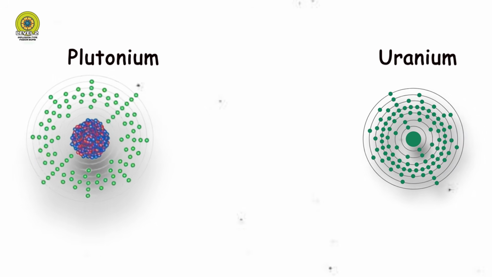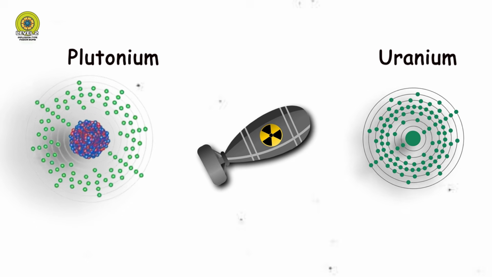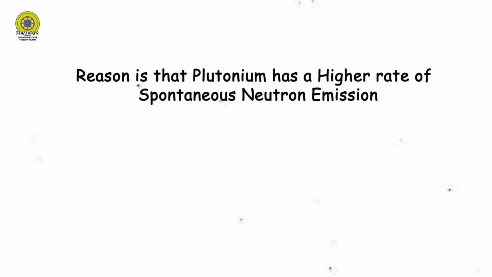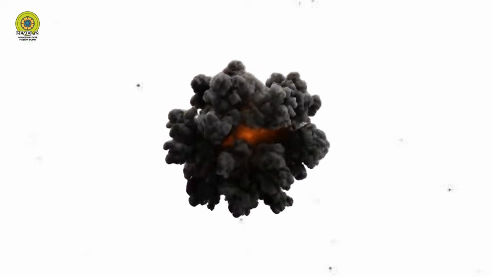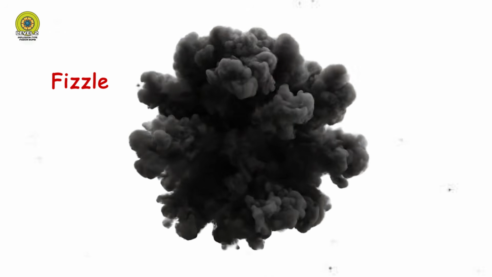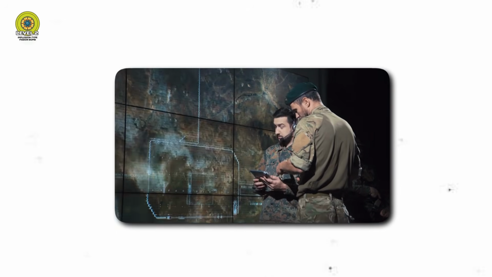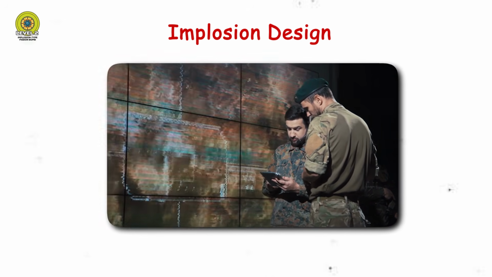Plutonium behaves differently from uranium and cannot be used effectively in the gun-type design. The reason is that plutonium has a higher rate of spontaneous neutron emission. If scientists attempted to use plutonium in a gun-type weapon, the chain reaction would likely begin too early, before the material fully assembled. This would produce only a small explosion, known as a fizzle. To solve this problem, engineers developed the implosion design.